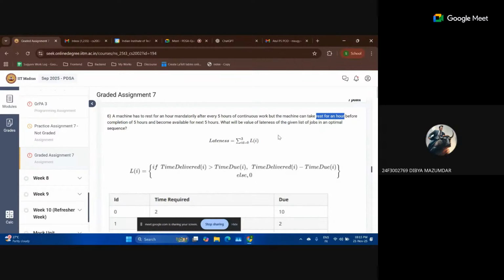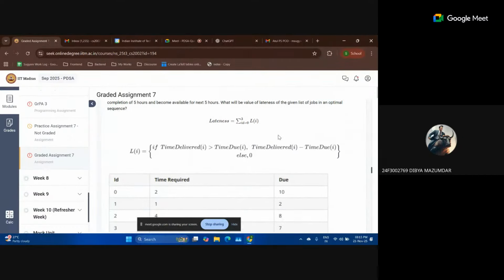So I will choose two IDs. Which combination should match the time required is 5, not more than that or not less than that, I think.